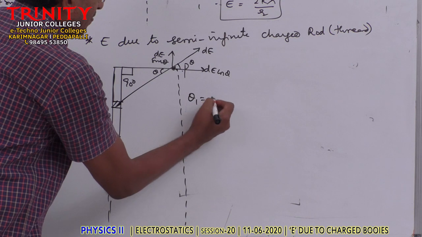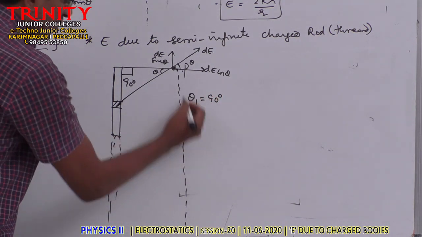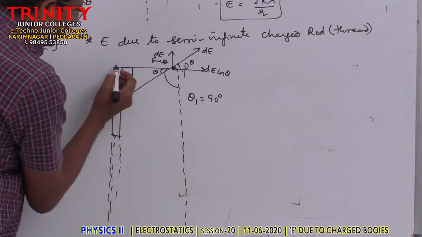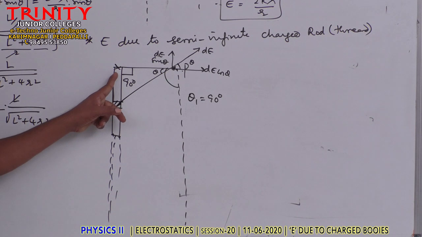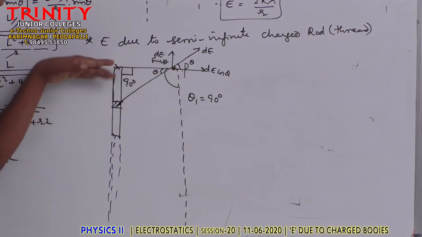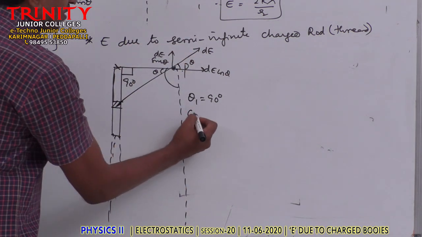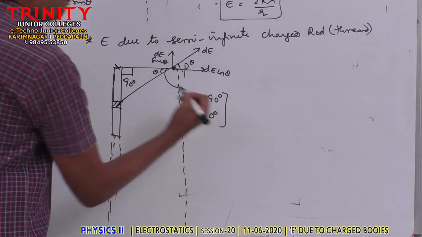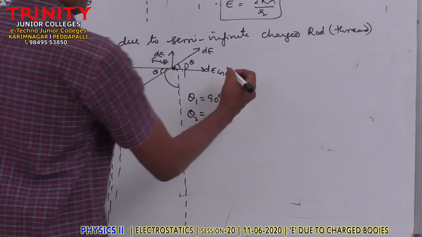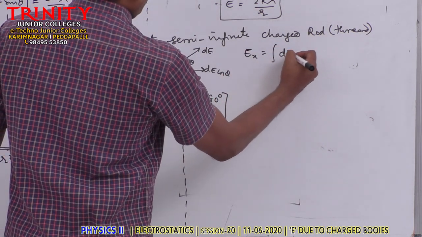One of the angles will be 90. You can call it theta 1 or theta 2, it doesn't make any difference. The other angle is initially 90 with this edge. What is the 90? The point making with one of the ends of the rod, that is 90, perpendicular. With the other end, what does it make? The other end makes 0 degrees because that is infinitely located, right? So instead of finding Ex, what you actually have to find is the integral of dE cos theta.